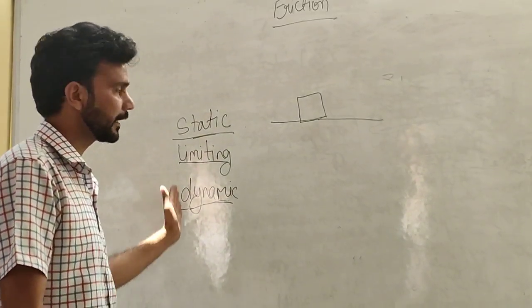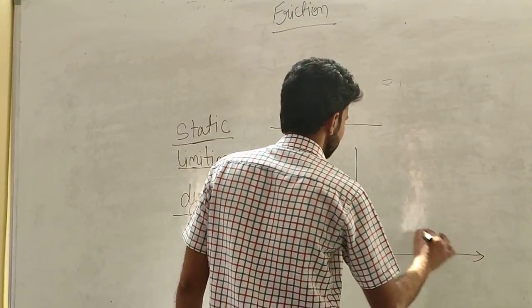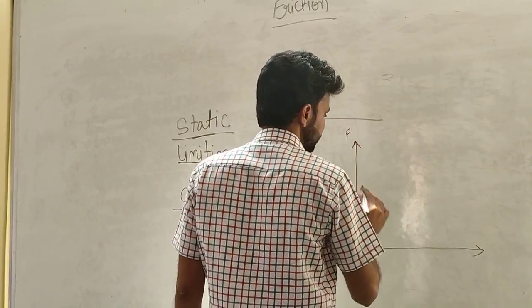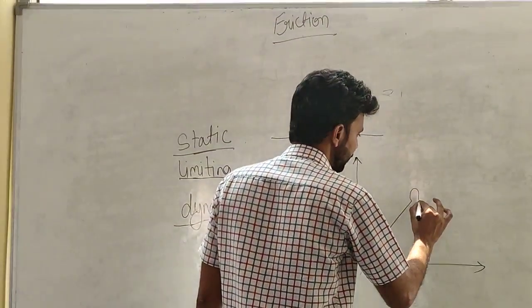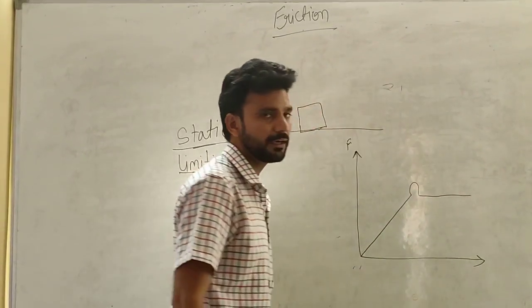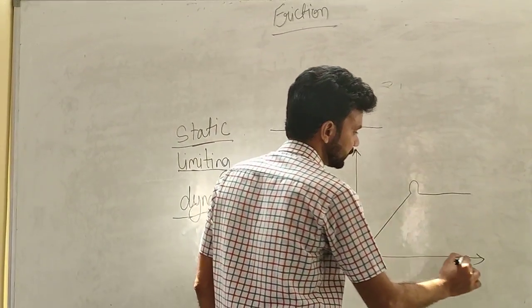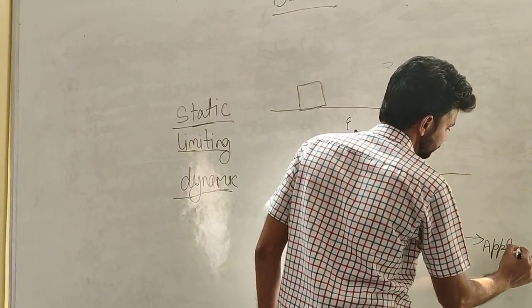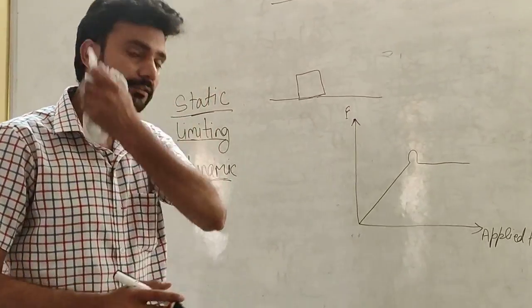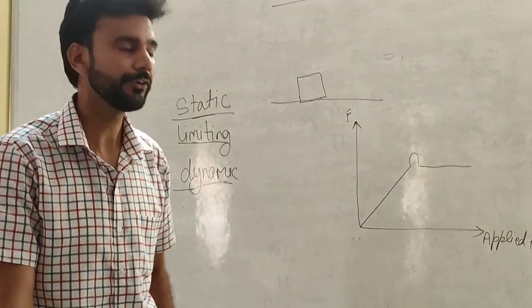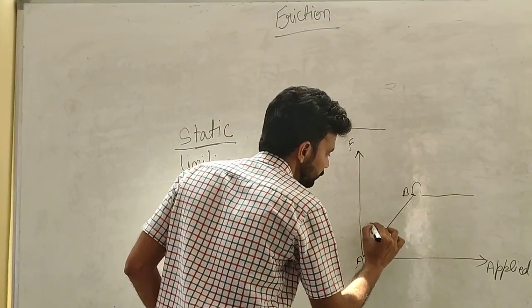So we have a graph which tells us about static, limiting and dynamic frictional force. First the graph will be a straight inclined line, then it will rise a little bit, and then it will be a line parallel to the x-axis. On the x-axis we have applied force and on the y-axis we have frictional force. In this graph, from A to B we have static friction.